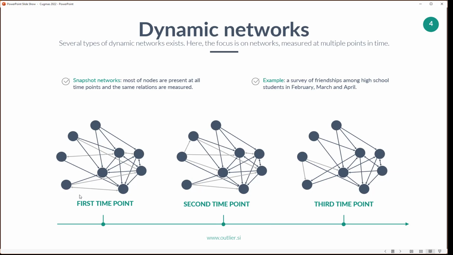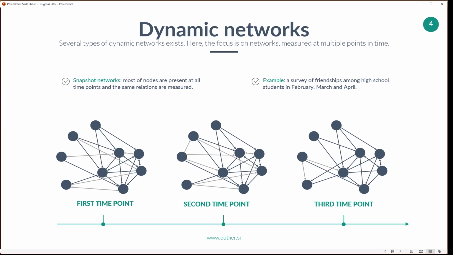In that case, we would end up with three networks: one observed in February, the second in March, and the last in April. We have the same set of units, so the same students at all time points. Okay, some students might leave the network, some new students could join, but the majority of students, or the nodes, should be the same at all time points. And you can see that we measure the same type of relationship, which is friendship.